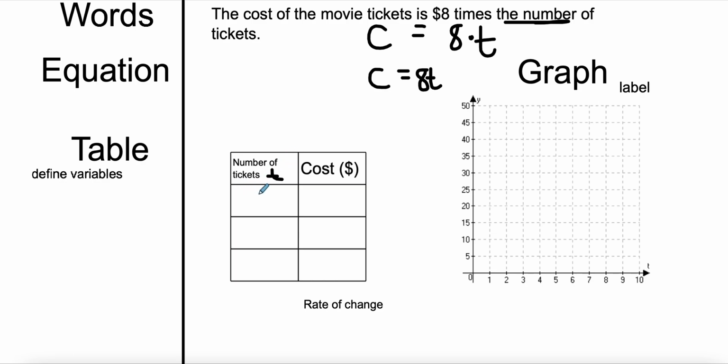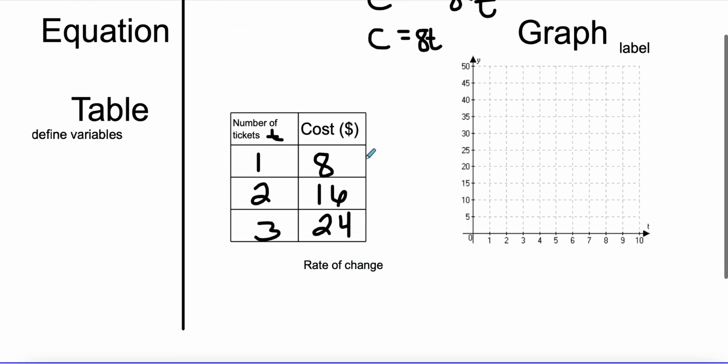So we say, well, let's buy one ticket. Well, if we plug in 1 for the ticket, it'll be $8. Let's buy 2 tickets. 2 times 8 is 16. Let's buy 3 tickets. 3 times 8 is 24. So what would be our rate of change? Well, let's take a look.